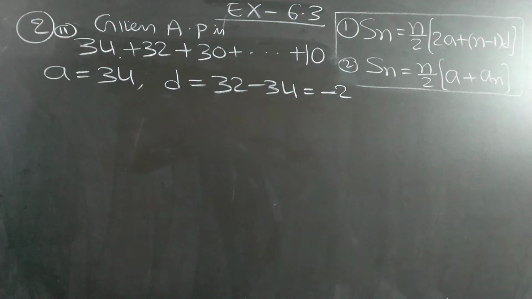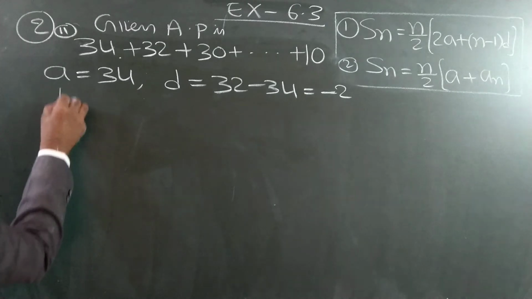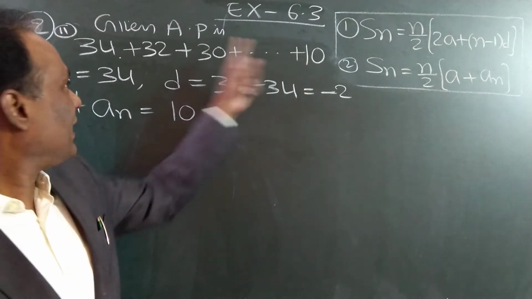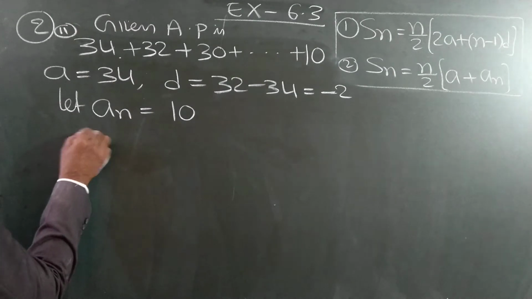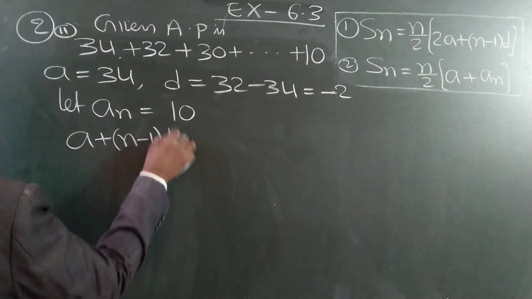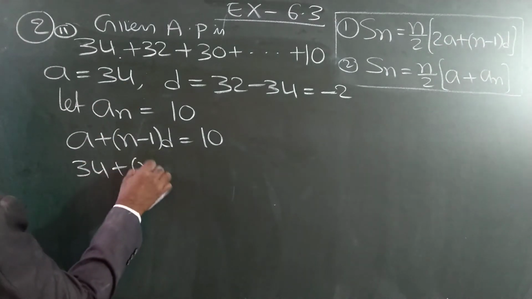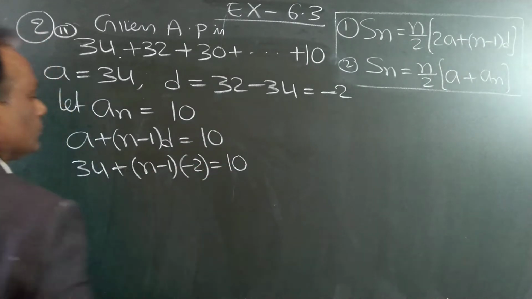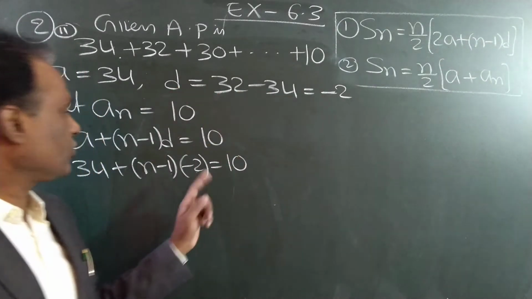Now, let 10 be the nth term. The formula for the nth term is a plus n minus 1 into d. A is 34. D is minus 2.